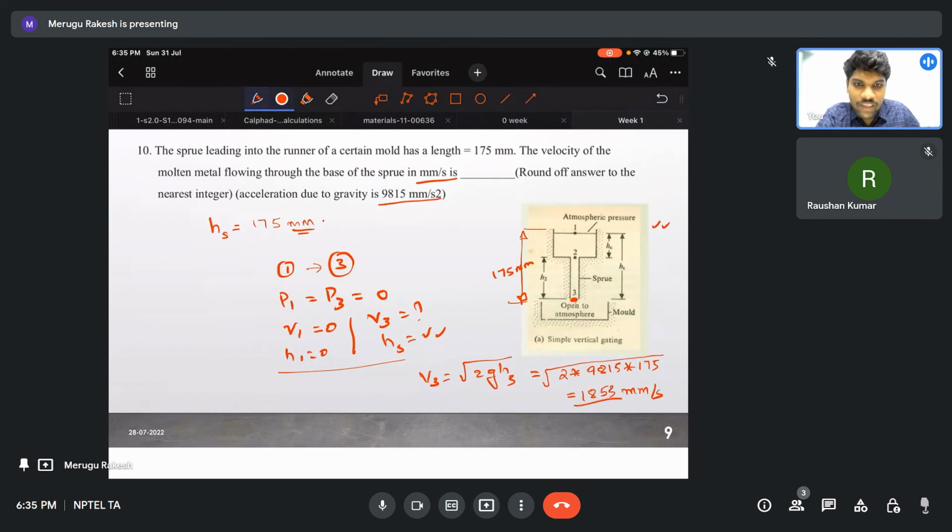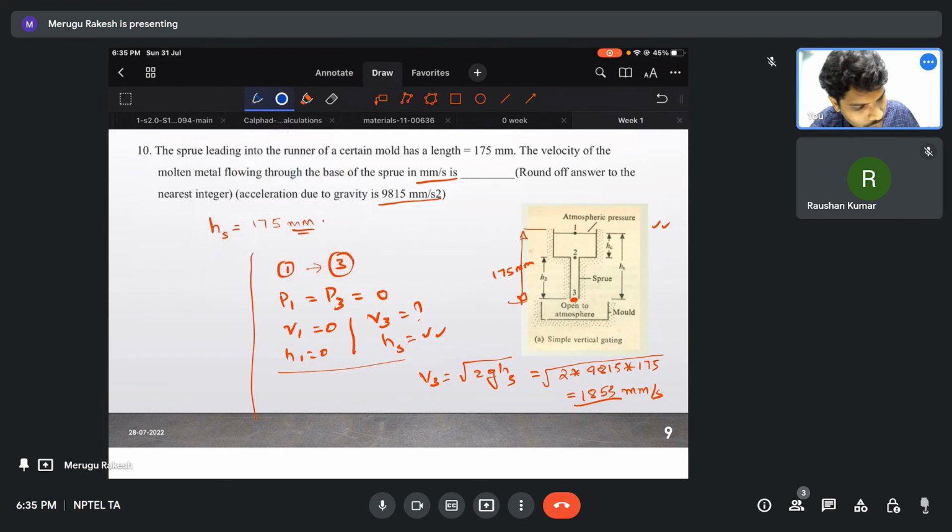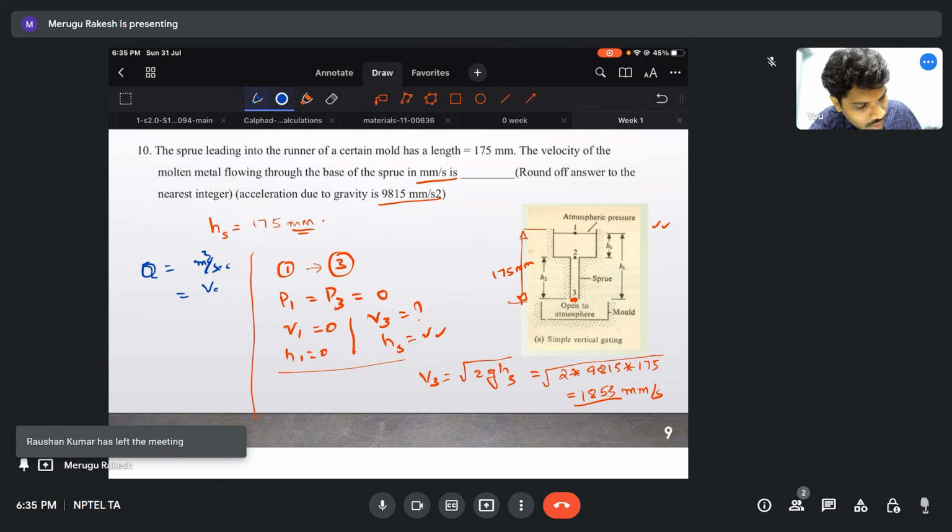Yeah, this is very simple and numerical. There will be a numerical on filling time also, which you can easily calculate using this discharge formula. So I will explain the discharge here. Discharge is equal to meter cube per second, say meter cube volume of the casting I am taking per time t. So this time is the filling time.